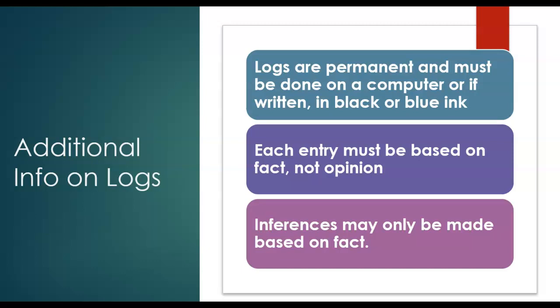Each entry should be based on fact, not your opinion. So if you have somebody that is acting differently, you don't write down Joe Smith is acting crazy. You're going to describe the behavior and write Joe Smith is pacing back and forth, talking to himself, and making animal sounds.